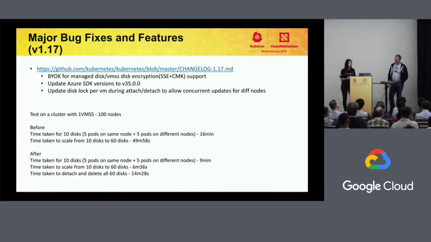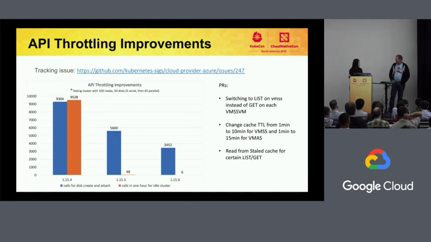And also 1.17, right? Another really awesome feature that we've added is the bring your own key capability for managed disk, to allow you to bring your own key for disk encryption for VMSS. And also upgrading the SDK to 35. One of the improvements was to update the disk lock per VM so that we can do concurrent updates for attach and detach, which is a pretty big deal. As you can see, here are some test results that came out of that fix. Scaling from 10 disks to 60 disks used to take 49 minutes, now it takes 6 minutes. Holy crap. Hopefully that's good news.